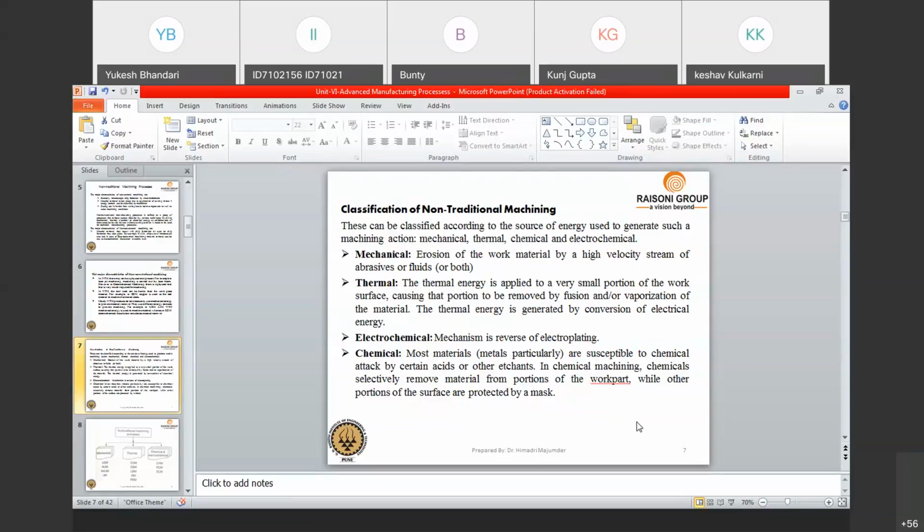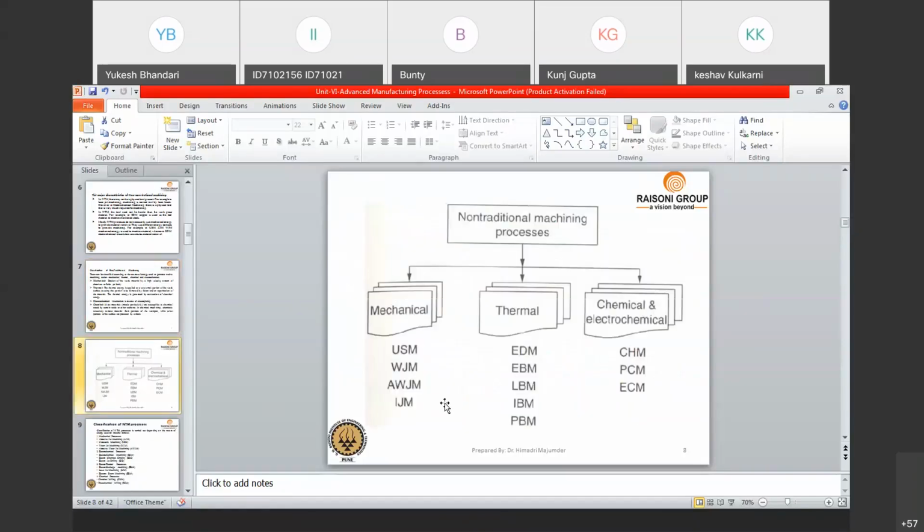Okay. So in chemical energy sources, we generally protect those parts which do not need material removal by using a mask. Okay. So these are the different energy sources through which we can classify non-traditional machining processes. Okay. So here you can see some examples. Here are more examples also.